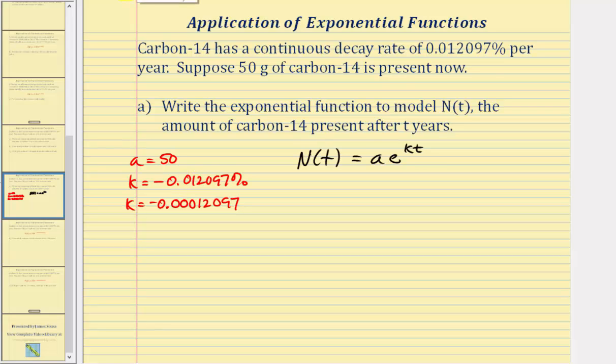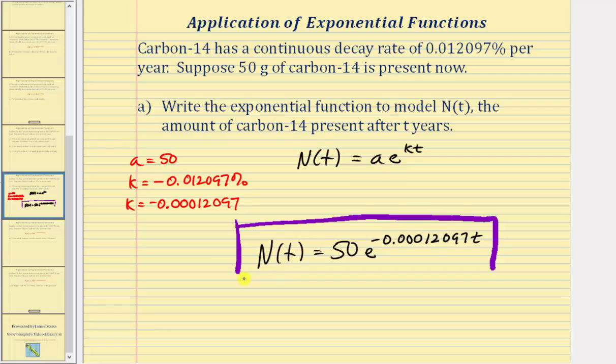Which means the exponential function to model the amount of carbon-14 present after t years is going to be n of t equals 50 times e raised to the power of negative 0.00012097 times t. And now we'll be using this exponential decay function to answer parts B and C.